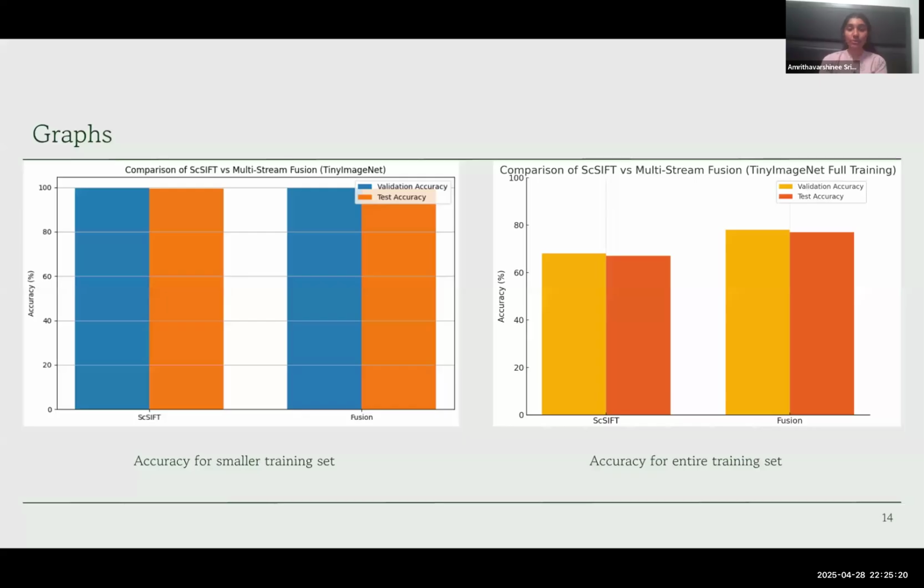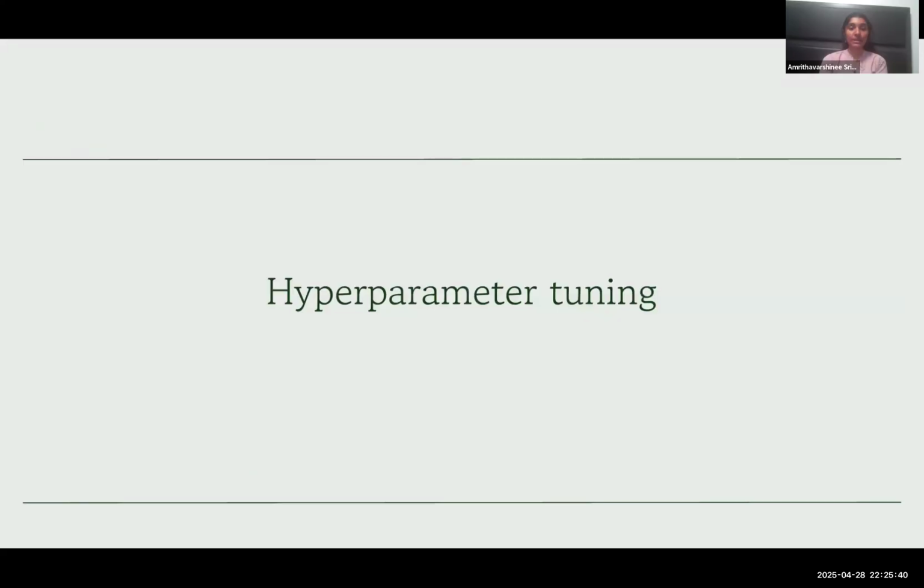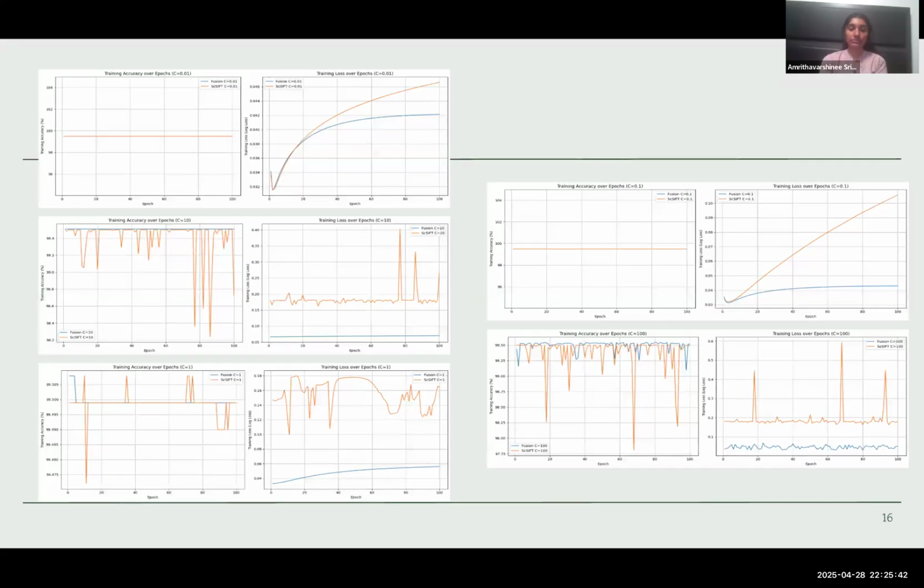Multi-stream fusion consistently outperforms ScSIFT by over 10% across both validation and test sets. And the small gap between validation and test accuracies indicates that both the models generalize well. Fusion's stronger accuracy demonstrates the power of deep features over handcrafted ones. Next slide. We'll be covering the hyperparameter tuning graphs here. This is for the first case where we took the smaller training data set, and we can see it ranges around 98%, overfitting for all values of C.